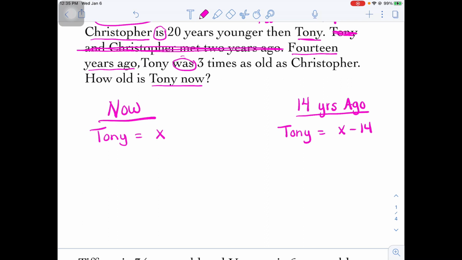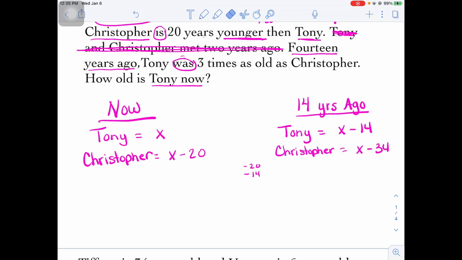Okay, so we've talked about Tony. Now let's talk about Christopher. Right now, so our first one, Christopher is 20 years younger. So he's going to be X minus 20. 14 years ago, Christopher would be 14 years younger than that. So we think about taking 14 more years away. So if we have a negative 20 and we take away another 14, we actually have a negative 34. So he is X minus 34, 14 years ago.